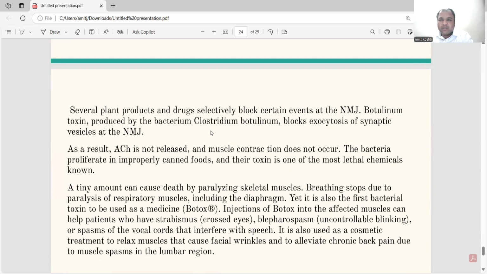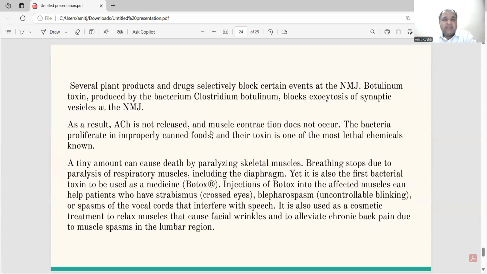Botulinum is a toxin, a poison, produced by the bacterium Clostridium botulinum. It blocks the exocytosis of the synaptic vesicles at the NMJ. So you can imagine the neurotransmitter doesn't get released, and no muscle contraction will take place. As a result, ACh is not released and muscle contraction does not occur.